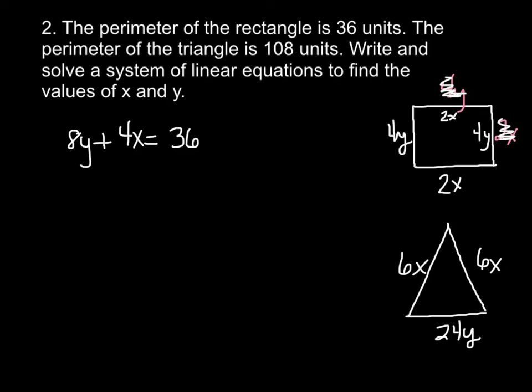Now we write an equation for the triangle. We add up all the sides. 6x plus 6x is 12x, plus the 24y. Notice I'm lining everything up. And that gives us a perimeter of 108.